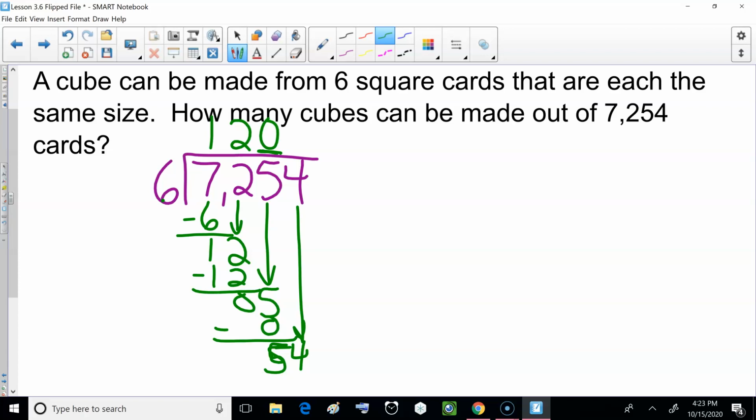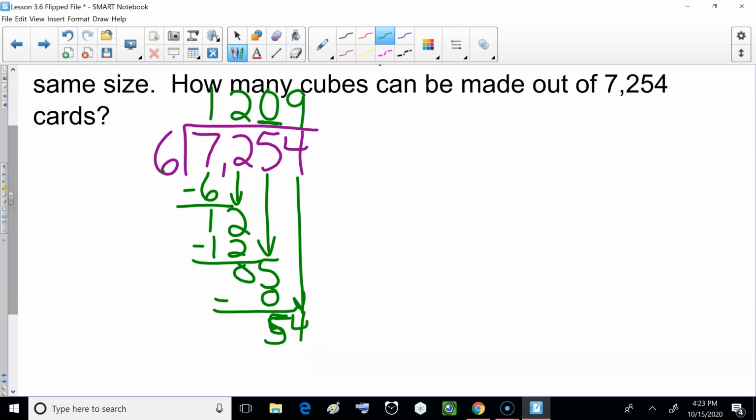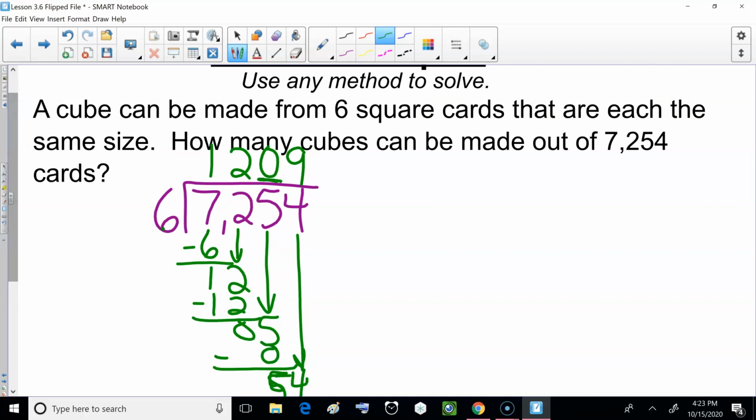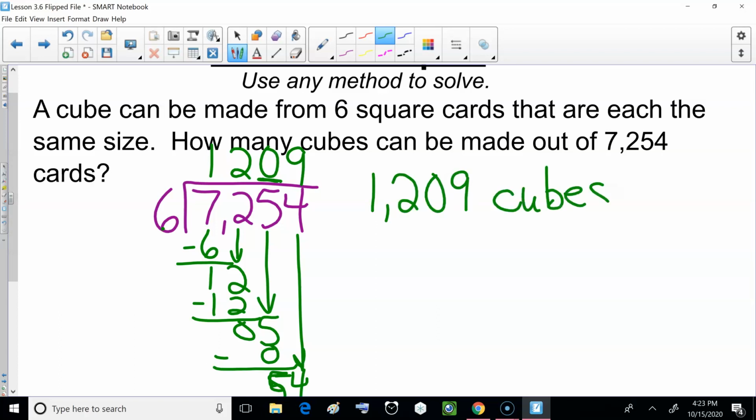Now how many times can 6 go into 54? Well, it seems pretty close up there. I'm going to go with a 9. 9 times 6 is 54. I subtract 54 minus 54 is 0, so I have nothing left. And you can write that's my work. So my answer is how many cubes can be made out of 7,254 cards? 1,209 cubes. So you can pause your video and write down this information to help you solve this problem.